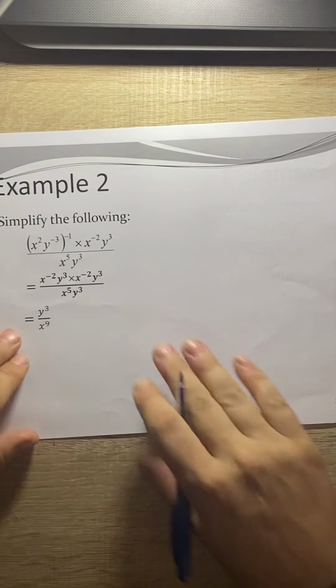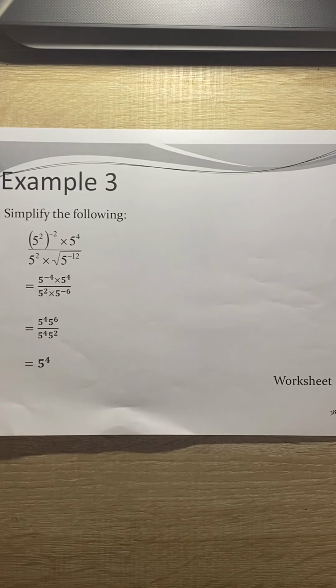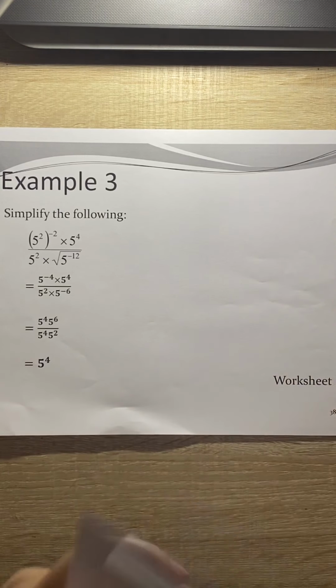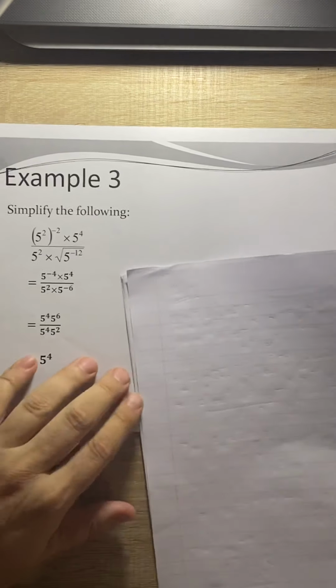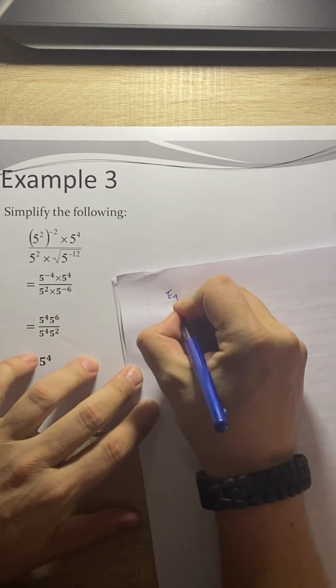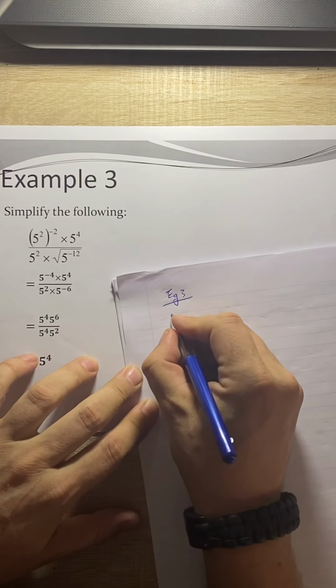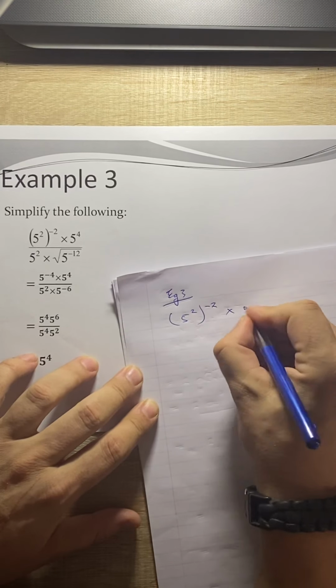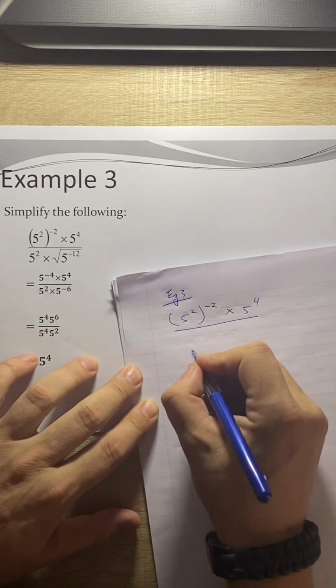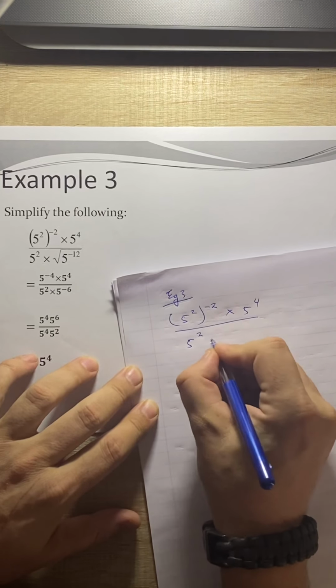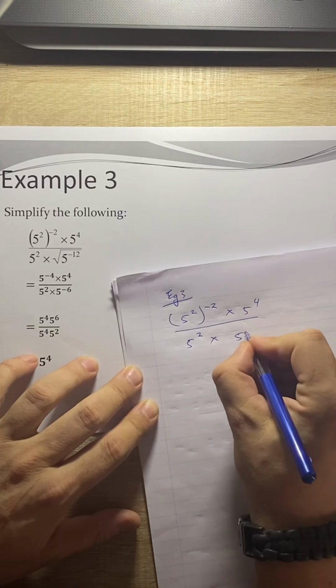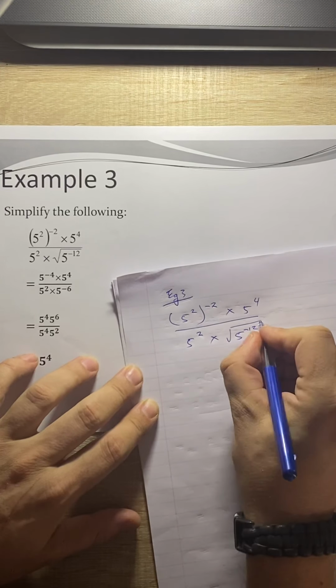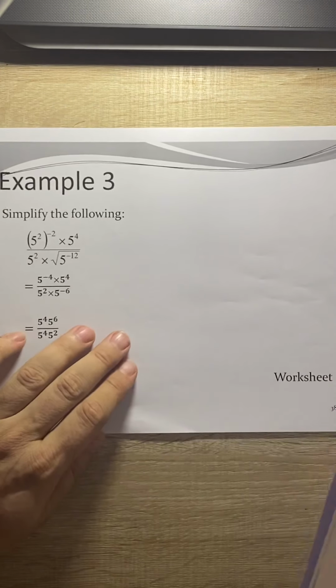Okay, let's have a look at example 3. Okay, let's just get this down. Five squared to the power of minus 2 times 5 to the 4 all over 5 squared times 5 to the minus 12 in a square root.